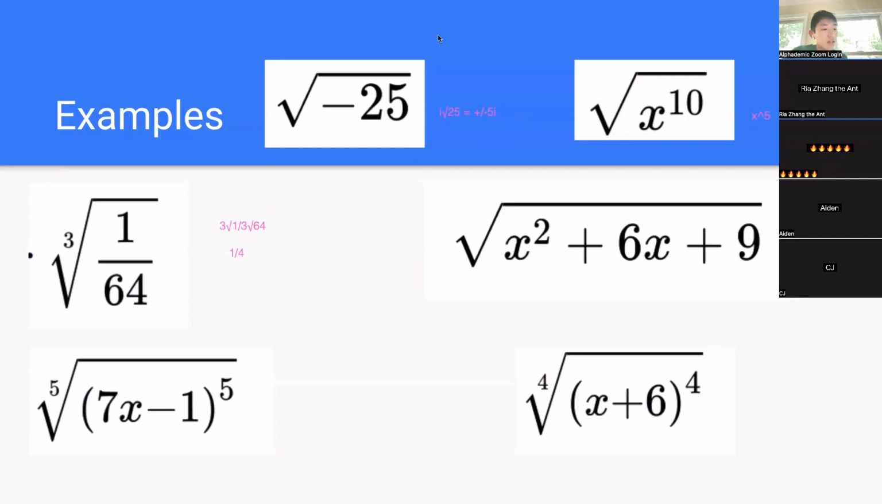Let's take 5 minutes and just work on these 3 problems.